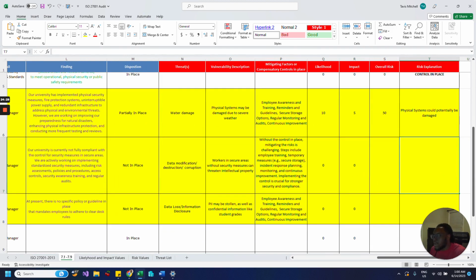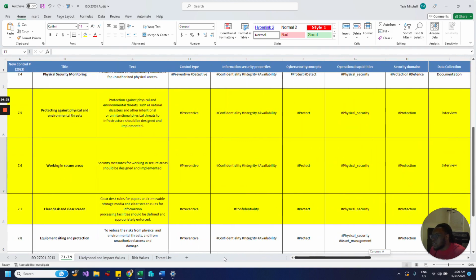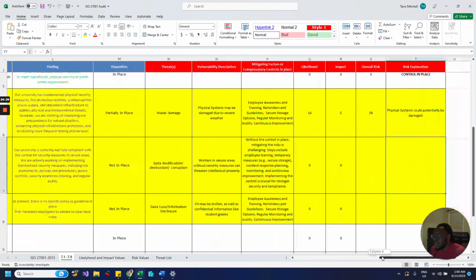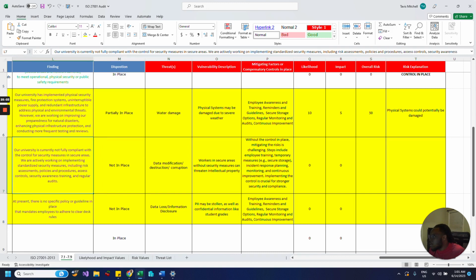Data modification and disruption. Which one was this one? Working in secure areas. Without controls in place, working in a secure area without security measures can threaten intellectual property, so mitigating the risk is challenging. Steps include employee training, temporary measures, incident response planning, monitoring, and continuous improvement. Implementing the control is crucial for stronger security and compliance. They're not compliant; they're actively working on implementing standard security, including risk assessments, policies, procedures, and access controls.